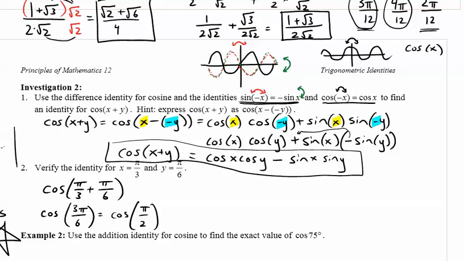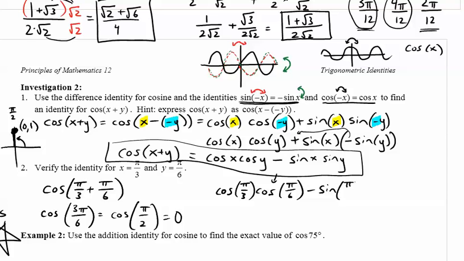So let me draw my 90 degrees here. Pi over 2 is 90 degrees. And the cosine is the x-coordinate of that point if it's on the unit circle. So that's the point 0, 1. The x-coordinate is 0, so this is equal to 0. Now let's see if I use this formula and put in pi over 3 instead of x and pi over 6 instead of y. Let's see if I also get 0.